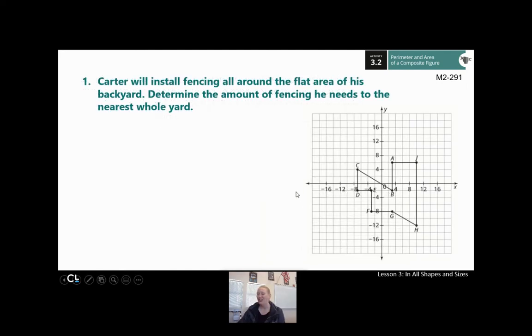And what I would like you to do is figure out what Carter would need here. Carter will install fencing all around the flat area of his backyard. And I would like you to determine the amount of fencing he needs to the nearest whole yard. Go ahead and hit pause, see if you can work this out, and then hit play when you're ready to check your work.